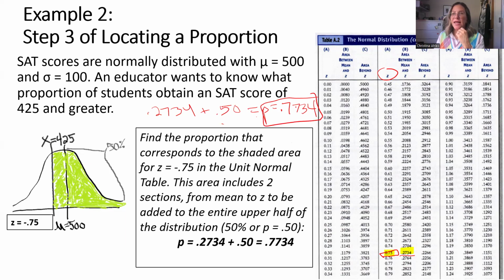That's the proportion. One way that you know that you're right is because when we're crossing over the mean like that, you should have more than 50%, or a proportion of more than 0.50, when you're crossing over the mean and including an entire side.